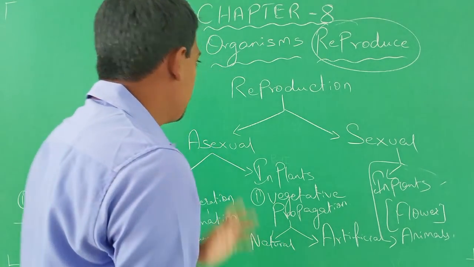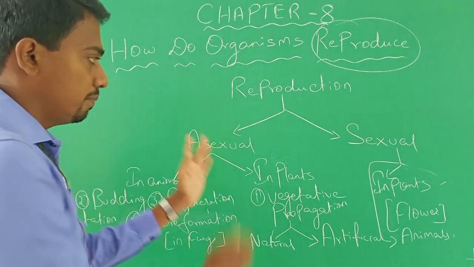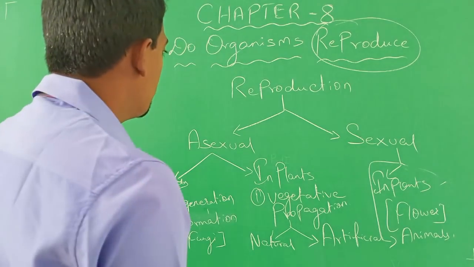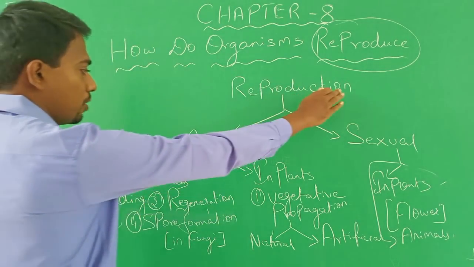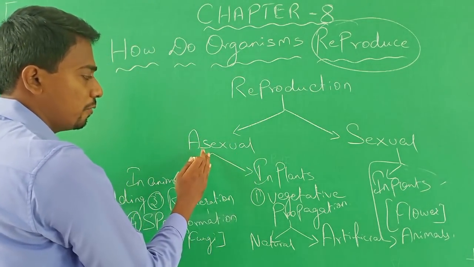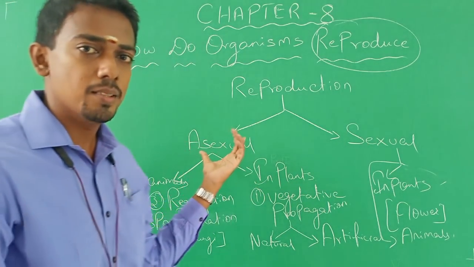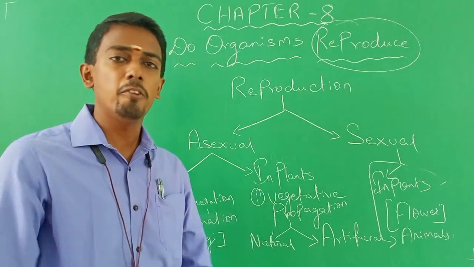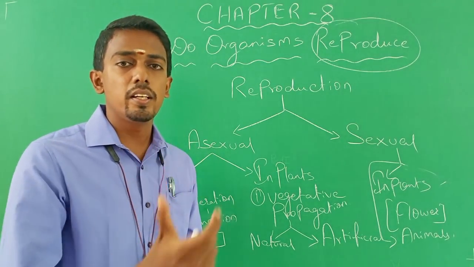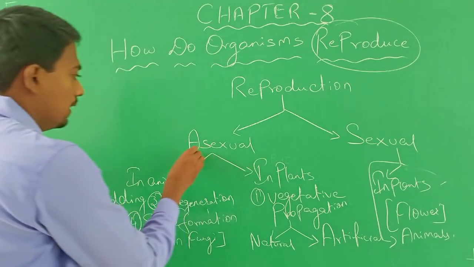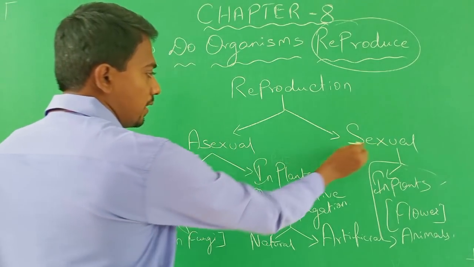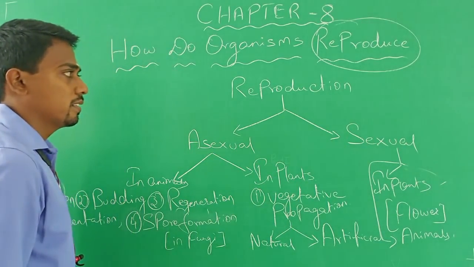So here I made a small mind map of this lesson, what we are going to see now. Reproduction is broadly classified into two types based on how the organism is reproducing and the number of parents involved in creating a new organism. One is asexual reproduction, the other one is sexual reproduction.